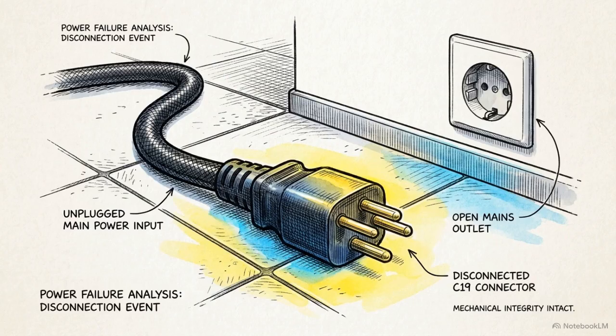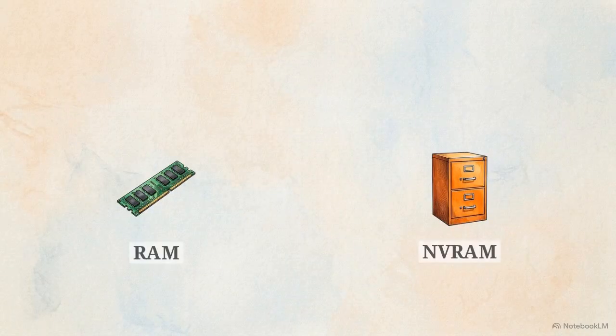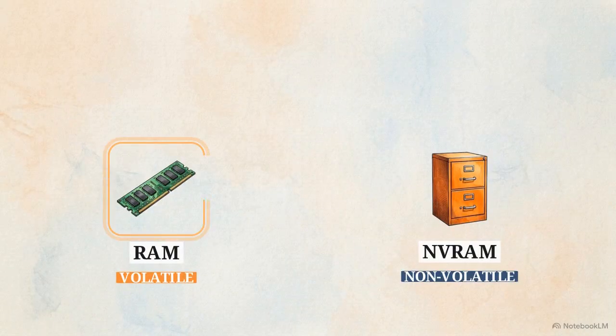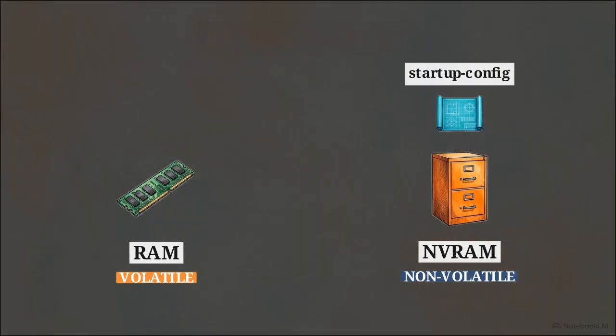Let's test this process. If someone trips over the power cable at this exact moment and the router shuts down, which of these 4 memory chips loses all of its data? The answer is RAM. Because RAM is volatile memory, it requires constant electricity to hold data. If power is lost, the live running config is wiped clean. Configuration changes not actively copied back to NVRAM's filing cabinet are permanently gone.